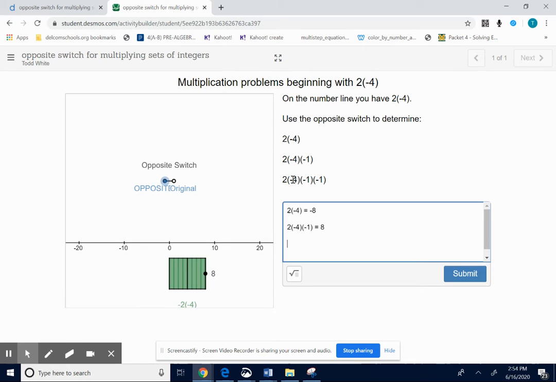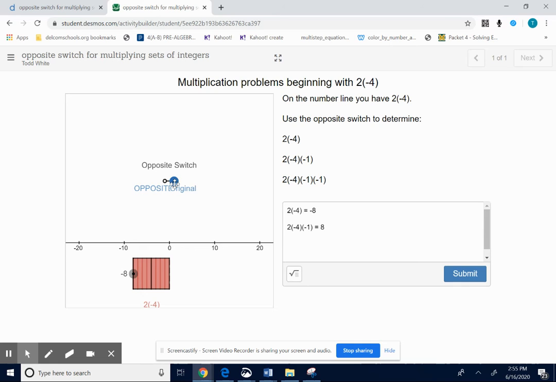And let's do one more. 2 times negative 4 times negative 1 times negative 1. First I want to go back to the original, because I want to think about 2 times negative 4 again. The original problem was 2 times negative 4. Now I need to multiply it by 2 more negative 1s, which means to switch it twice.